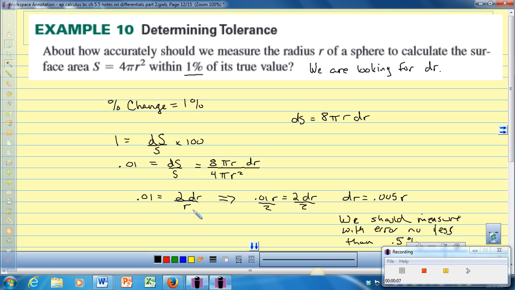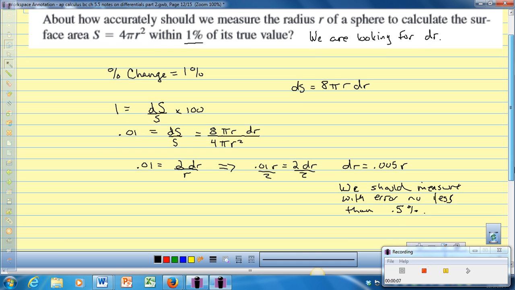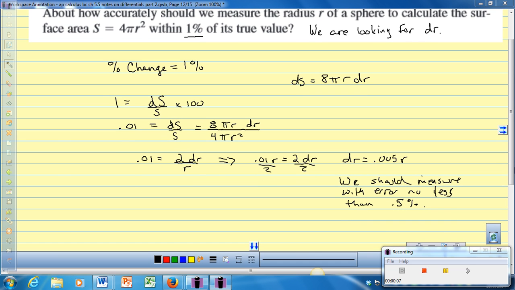So we have 0.01 equals 2 dr over r. Multiply both sides by r and divide by 2. We get dr equals 0.005 r, which means we should measure within error, or have our error be no less than 0.5%.